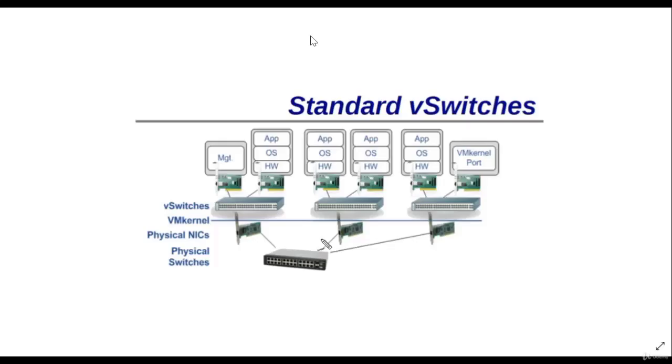So let's have a look at how it works. Basically, this is a pictorial representation of a VMware switch. In this picture, I will show you three virtual switches which exist on a single ESXi host. So as you can see, I have the three switches. One is here, the second one here, and the last one is here.